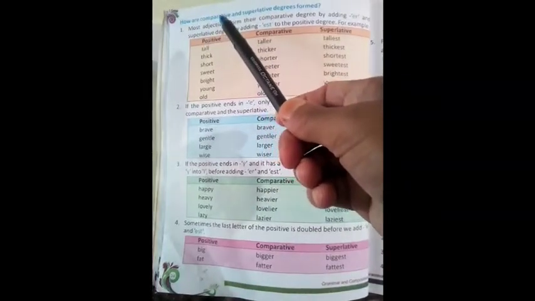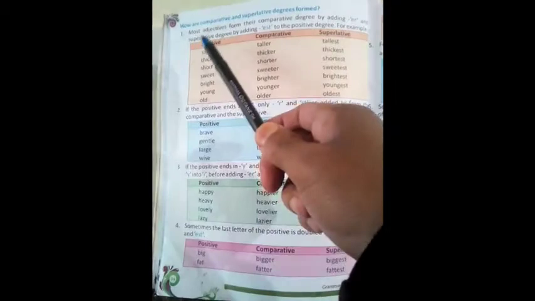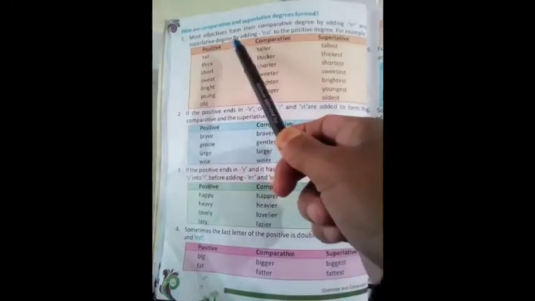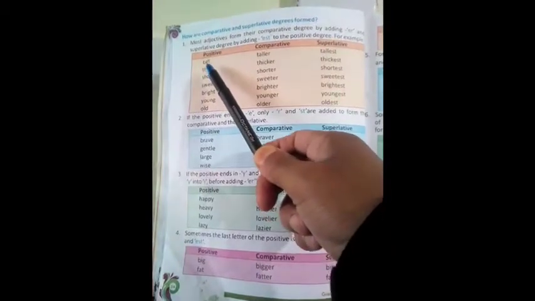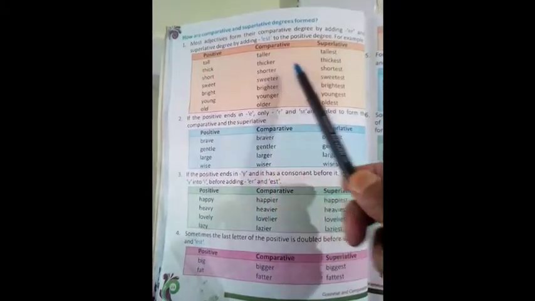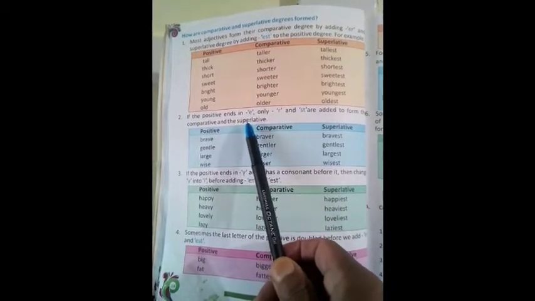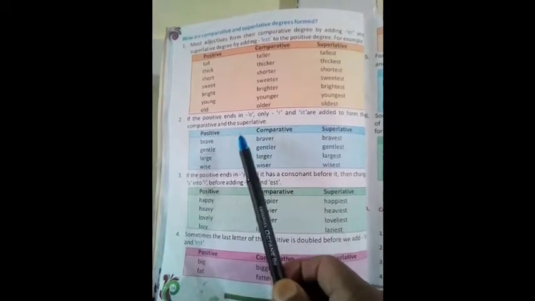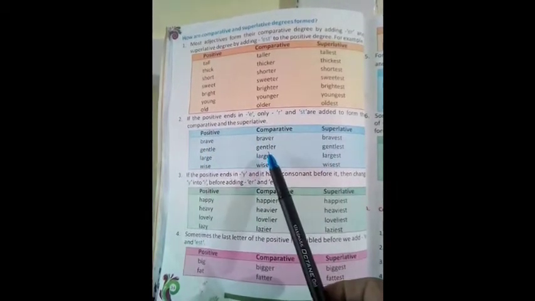How are comparative and superlative degrees formed? Now, let us see how the comparative and superlative degrees are formed. 1. Most adjectives form their comparative degree by adding er and superlative degree by adding est to the positive degree. Examples are tall, taller, tallest, thick, thicker, thickest. Now go to number 2. If the positive ends in e, only r and st are added to form the comparative and the superlative. Examples are brave, braver, bravest, gentle, gentler, gentlest.